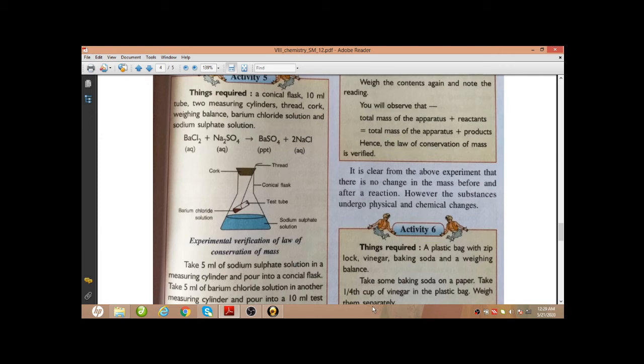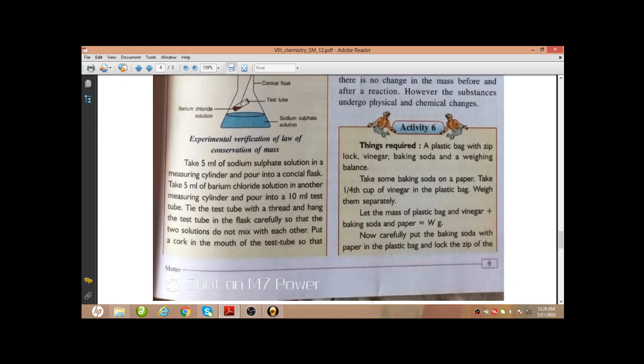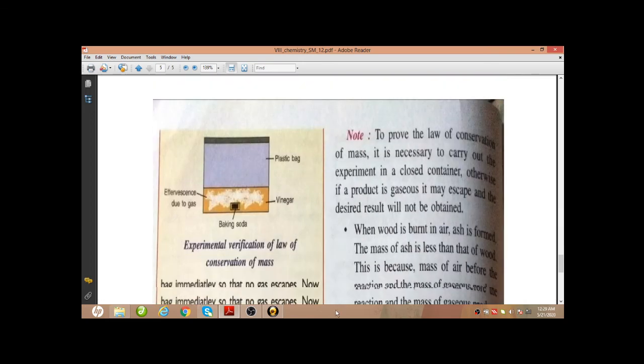This verification we can do with another experiment. For that, we have to take a plastic Ziploc bag, vinegar and baking soda. In this plastic bag, we will be taking the vinegar, and in a small piece of paper, we will be taking some baking soda. Now, before doing the reaction, we will take the weight of this whole system, meaning the plastic bag along with the contents, and we will note down the mass.